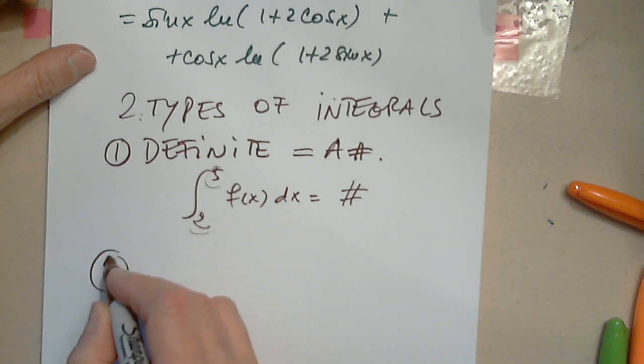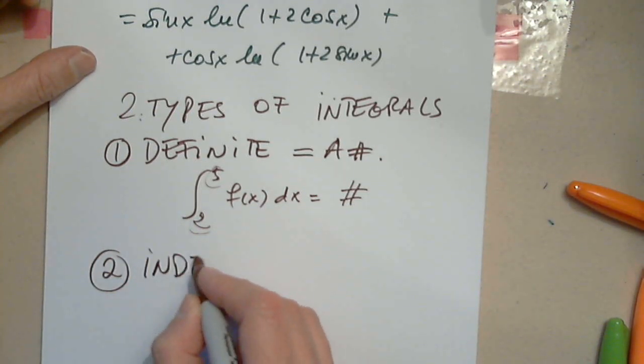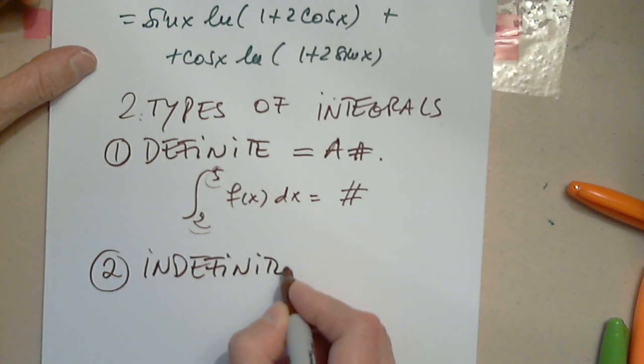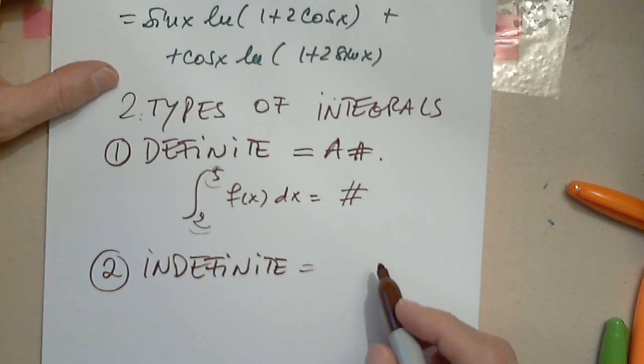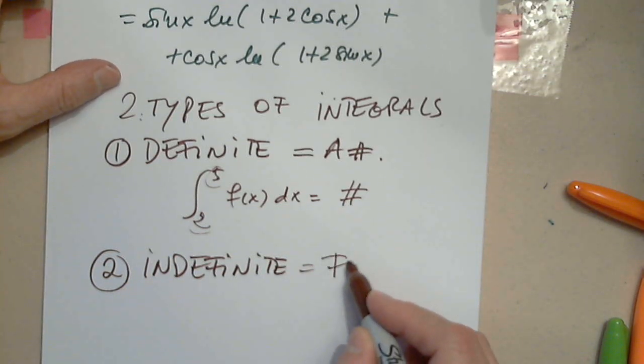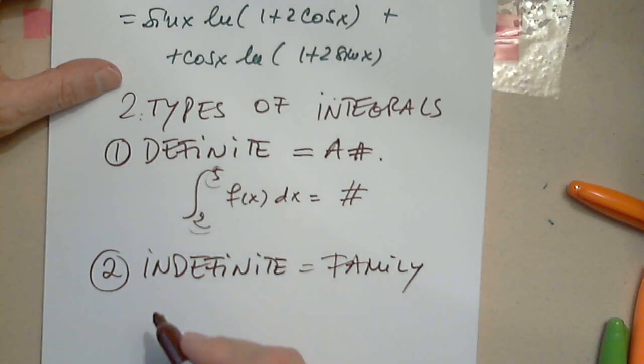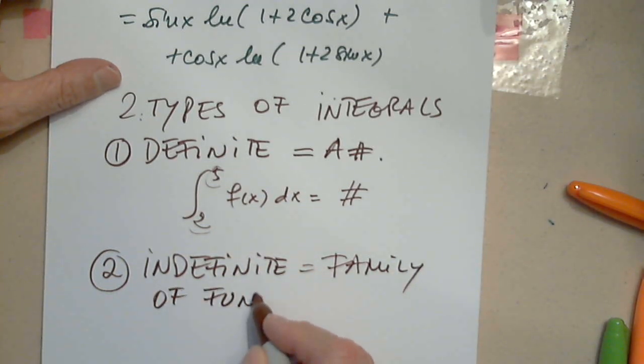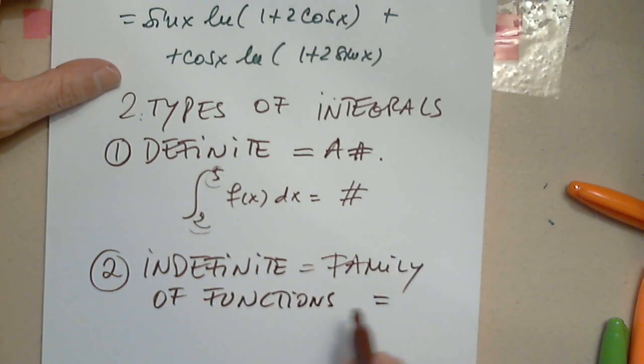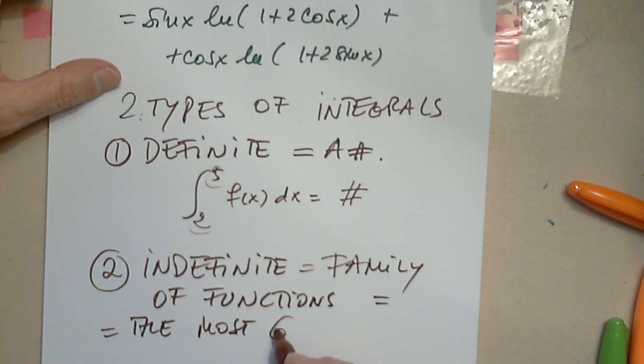The second type is indefinite. The indefinite is a family of functions. It's not a number. The same with the most general antiderivative.